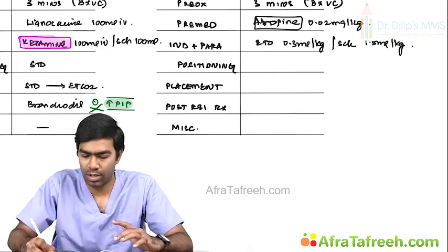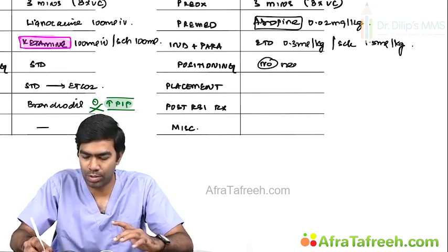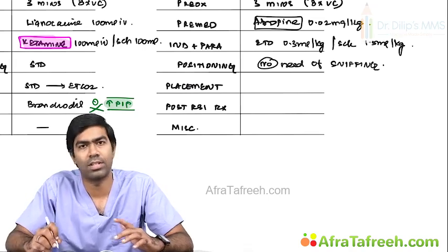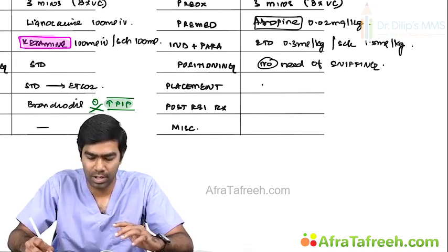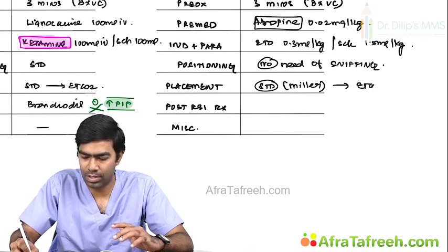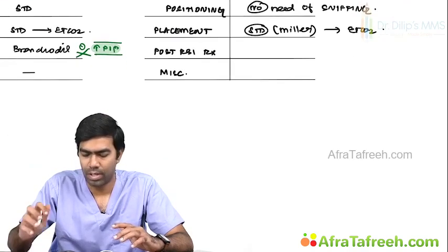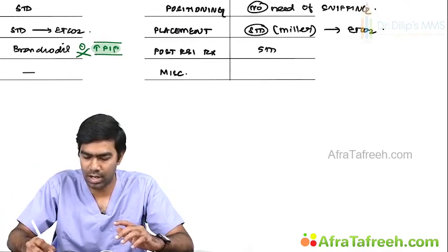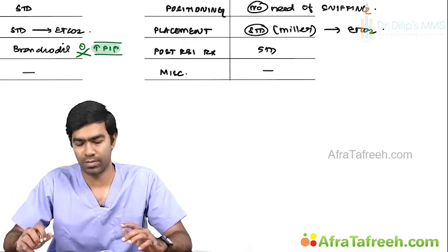And positioning, remember, no need of sniffing position. That is very, very important. No need of sniffing position in a pediatric individual unless otherwise specified. Placement, again standard placement, use a Miller's blade here if possible, followed by confirmation with EtCO2. And post RSI treatment, nothing special, standard, and no miscellaneous treatment as well.